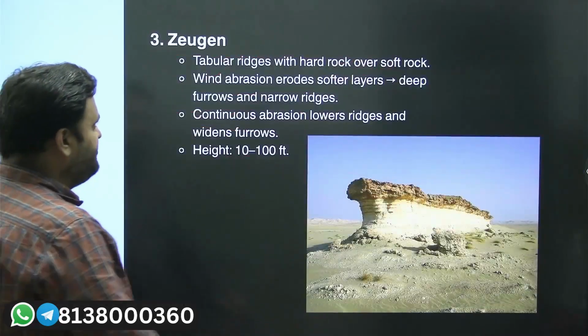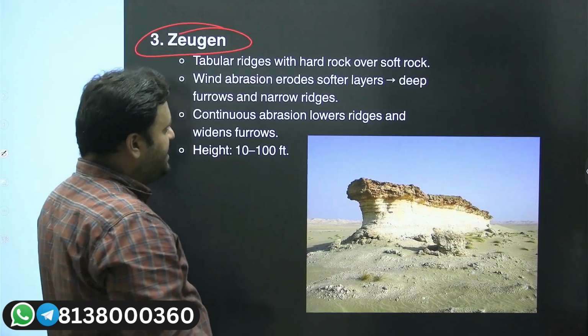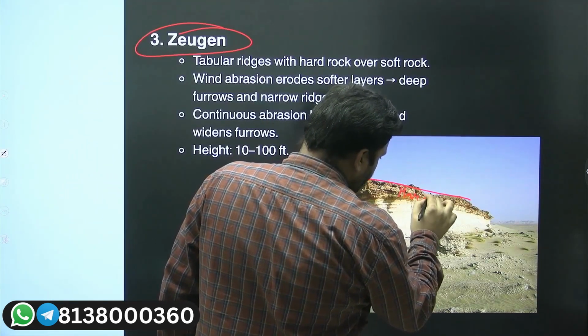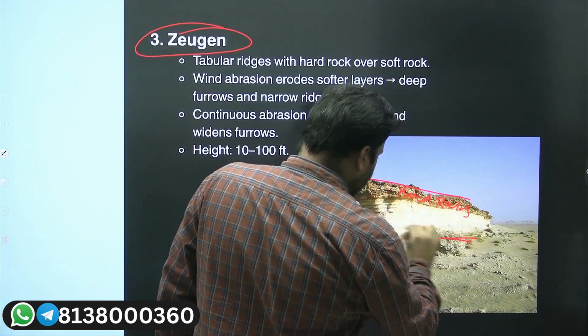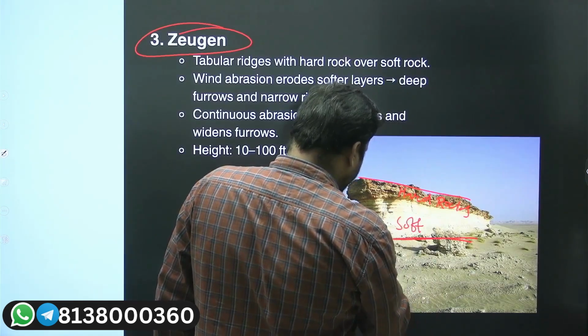Moving ahead, Zeugen. You will see Zeugen. So Zeugen is like a table ridge, and here in the Zeugen, the top rocks are what? Hard rocks, and the rocks which are near to the surface, they are what? Soft. So if they are soft, they are more prone to erosion.